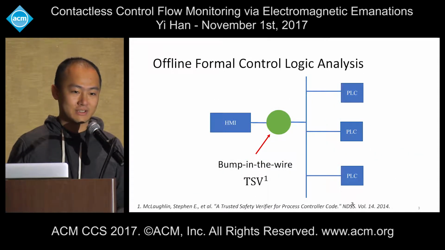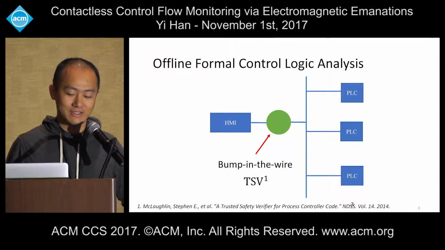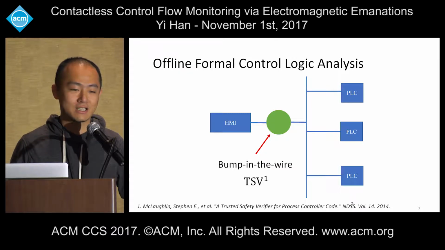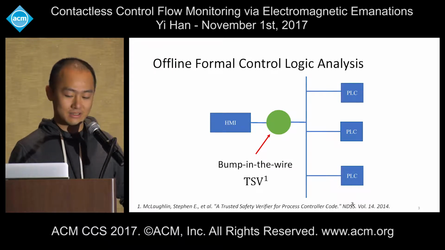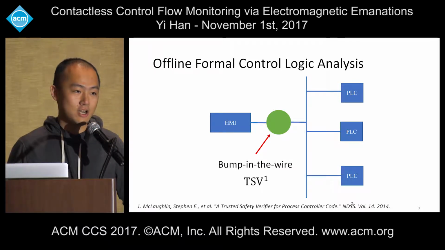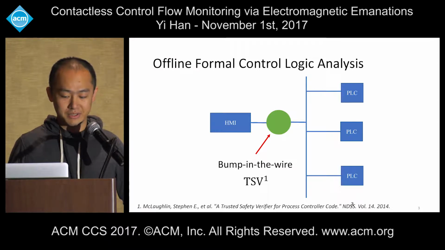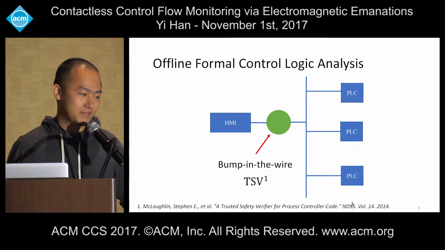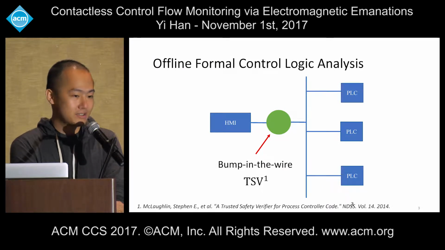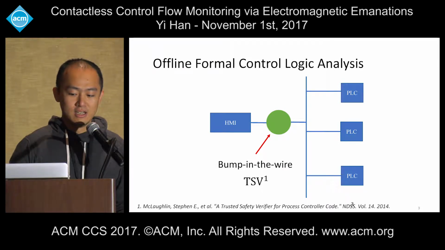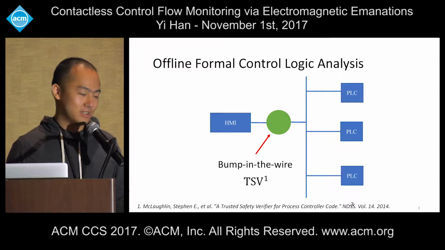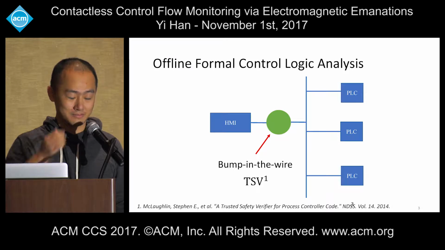For offline methods, the techniques try to look at the code before it is actually running on the device, on the PLCs. An example of such techniques is the trusted safety verifier, which serves as a bump in the wire between the human operator and the PLC. It intercepts the control code uploaded to the PLC and checks if any safety requirement is violated. These offline methods have the limitation that they're not able to capture the dynamic execution behaviors of the program. So online methods are proposed.